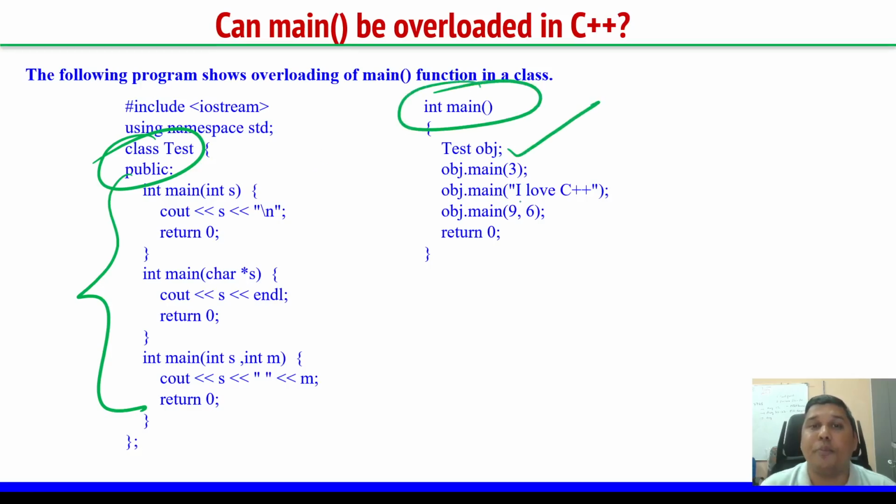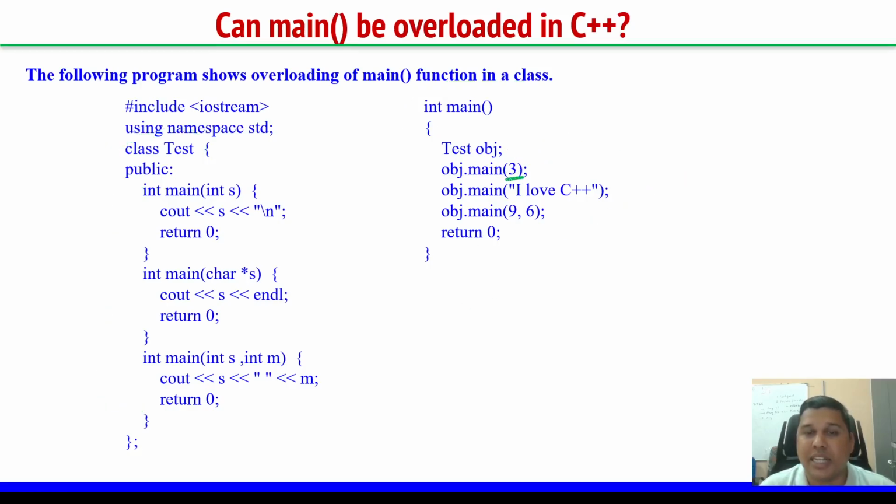It will create an object. It will call these three functions. Three means integer, this will be executed. String means this will be executed. Two variables means this will be executed. You will get the answer.